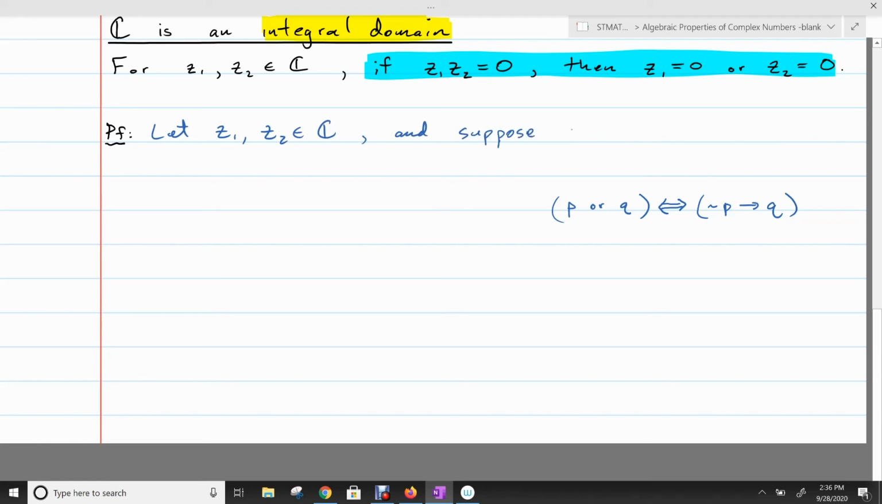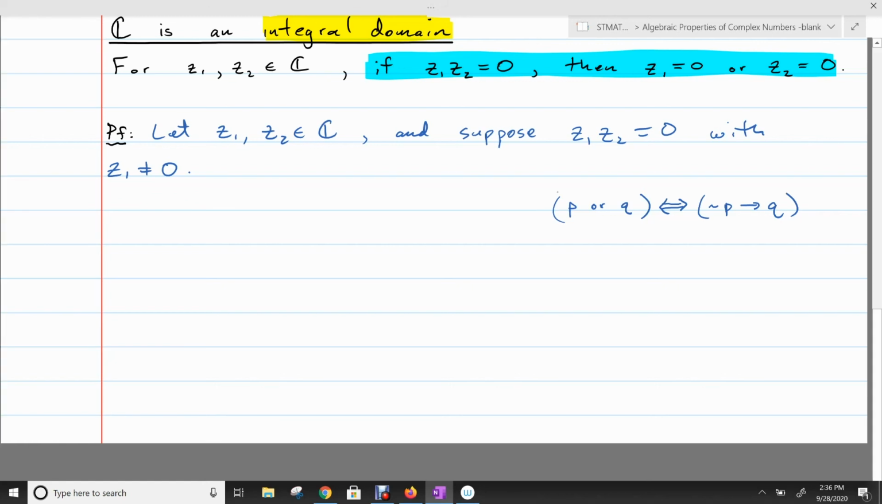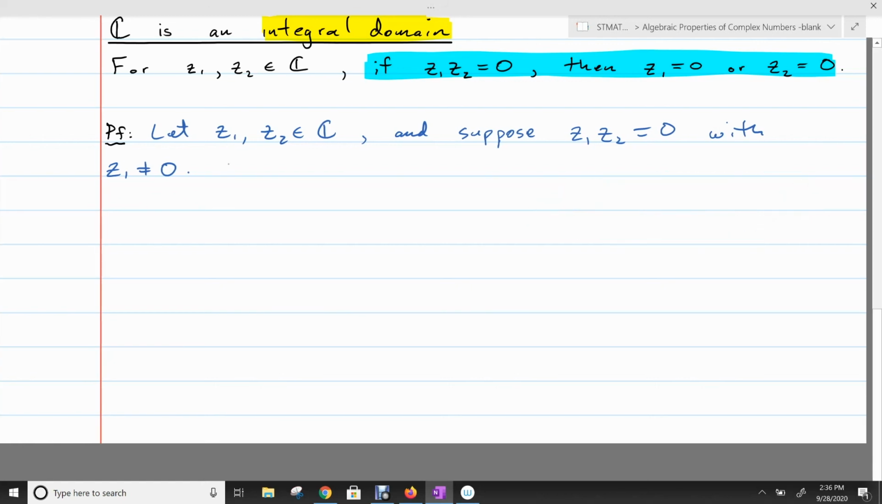And suppose that z1 z2 is equal to 0 with z1 not equal to 0. So we're trying to prove that z1 equals 0 or z2 equals 0. And here I am supposing that z1 is not 0. So what we've got to prove is that z2 must be 0, taking advantage of this logic over here. What do we know about complex numbers that are not 0? Well, since z1 is not 0, then we know that z1 inverse exists.